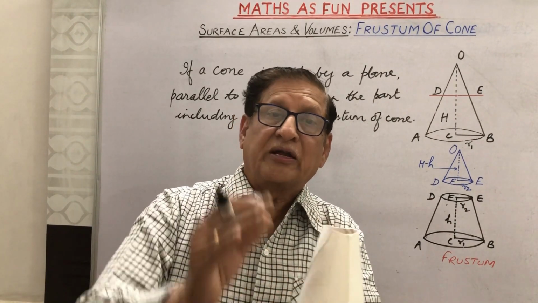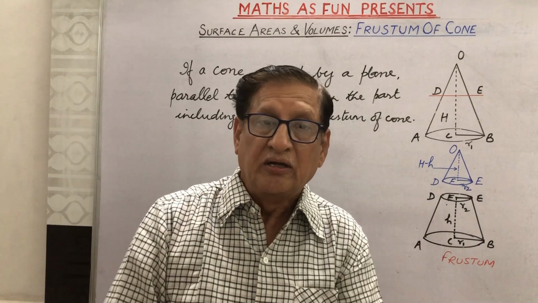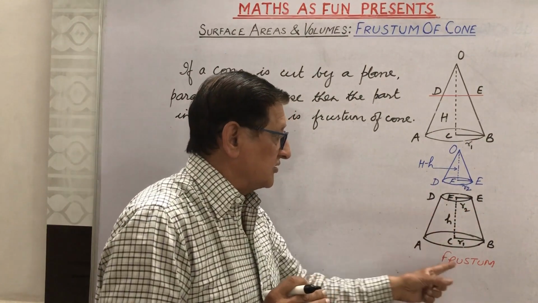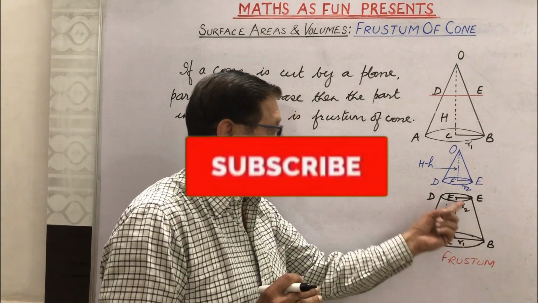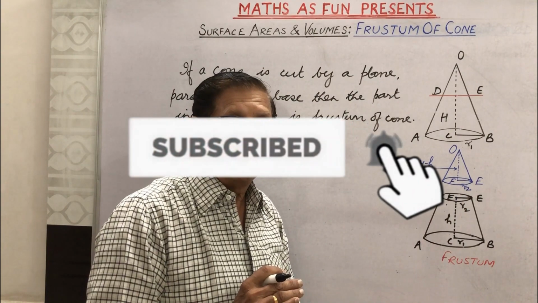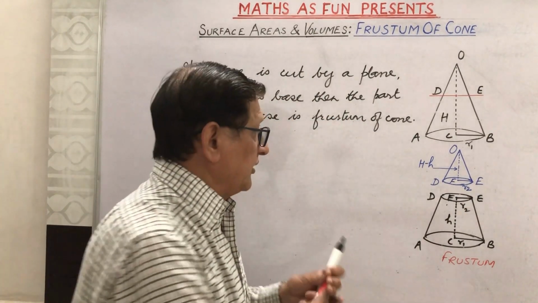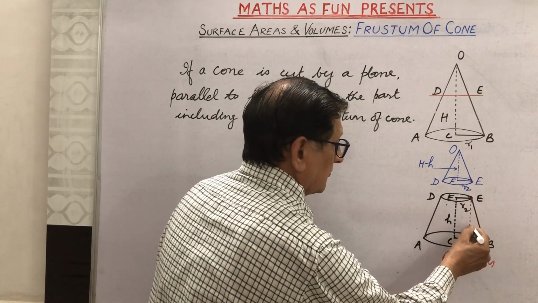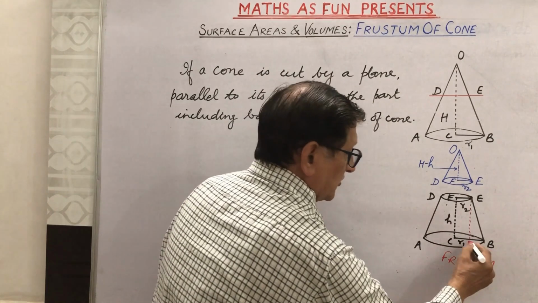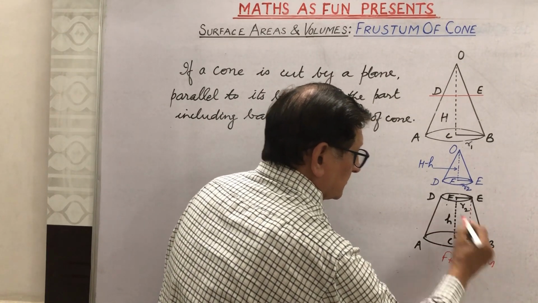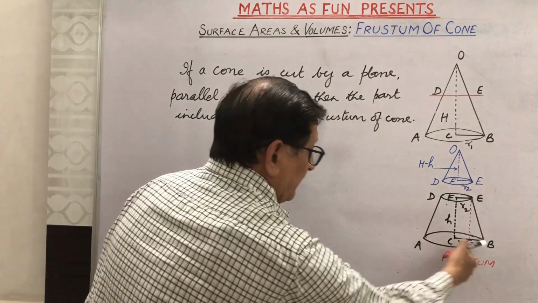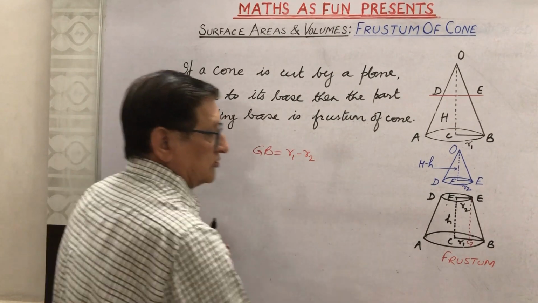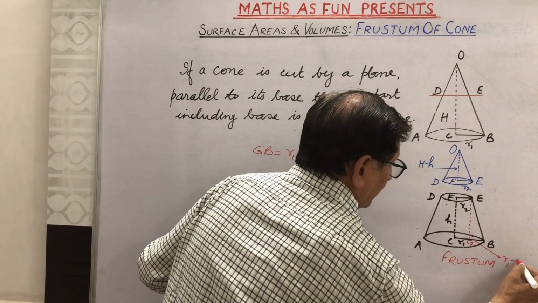Even the flower pots you are finding, some of the flower pots are in the form of a frustum. Now suppose this is a frustum, the radius of the base is R1 and the top is R2. If a perpendicular from E is drawn to this base like this, this is suppose point G, then will we find that GB is equal to R1 minus R2 or not? So this portion will be R1 minus R2.